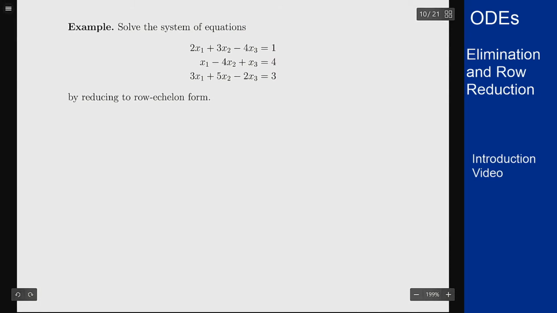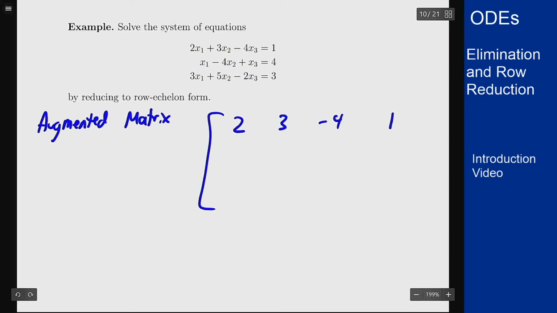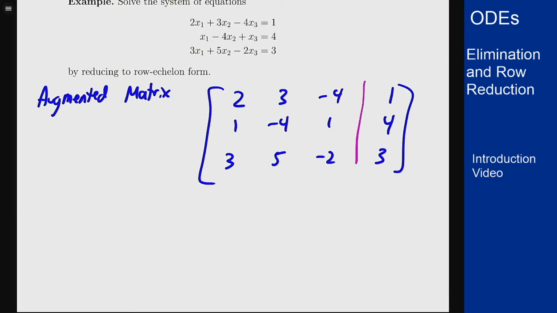So I want to solve the following system by reducing to row echelon form. So let's start by writing the augmented matrix for this system. 2, 3, minus 4, 1, 1, minus 4, 1, 4, 3, 5, minus 2, 3. Now I want to put this into row echelon form by using row reduction.